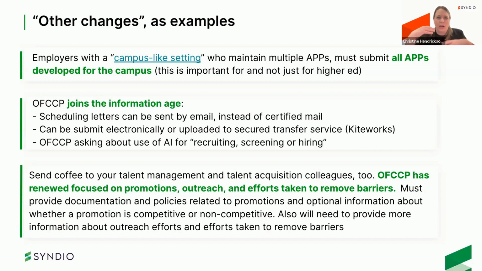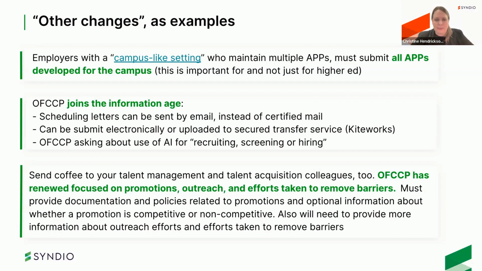So if you're working at one building and you have another office a few blocks away, each of those would be a separate affirmative action plan. So imagine you're a big retailer and you have 10 different stores within a city. You would have potentially 10 different affirmative action plans, one for each one of those locations.